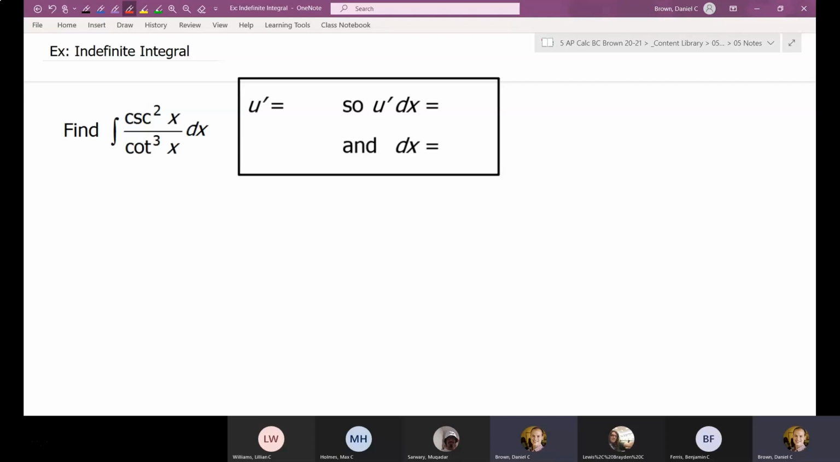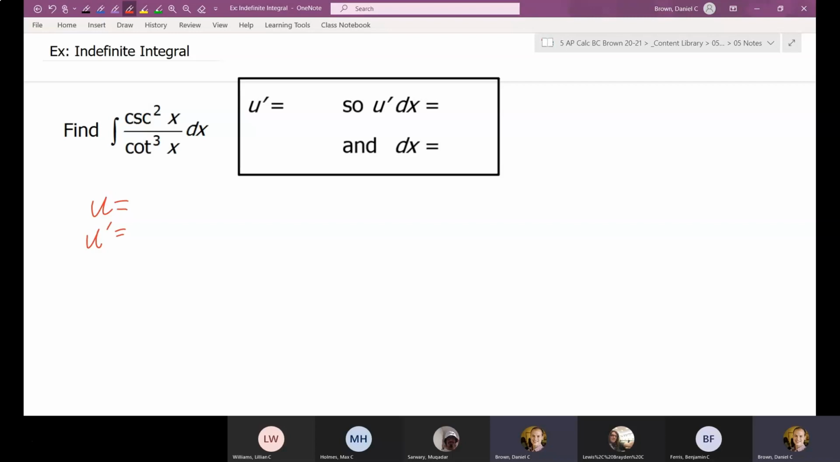What I mean by that is we want to find a u, the inside of something, so that u prime is somewhere else in that problem. You have lots of different options for u: you could let cosecant squared be u, you could let cotangent cubed be u, you could let cosecant be u, or you could let cotangent of x be u. Some of those are very bad choices for u, and one of them is the correct one. Which one would be the best choice for your u variable?